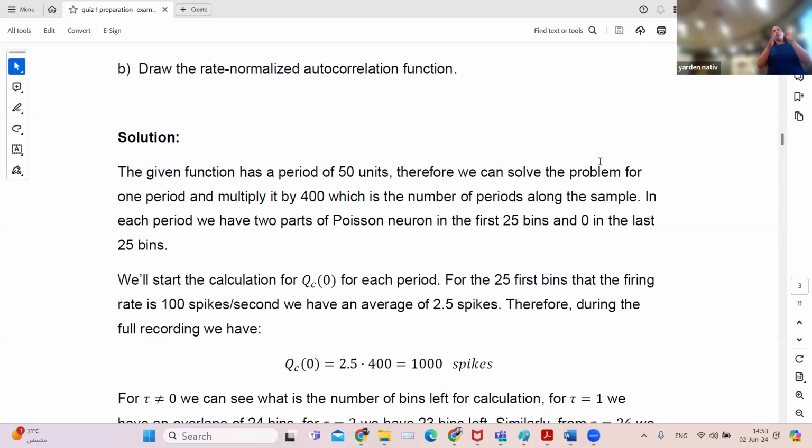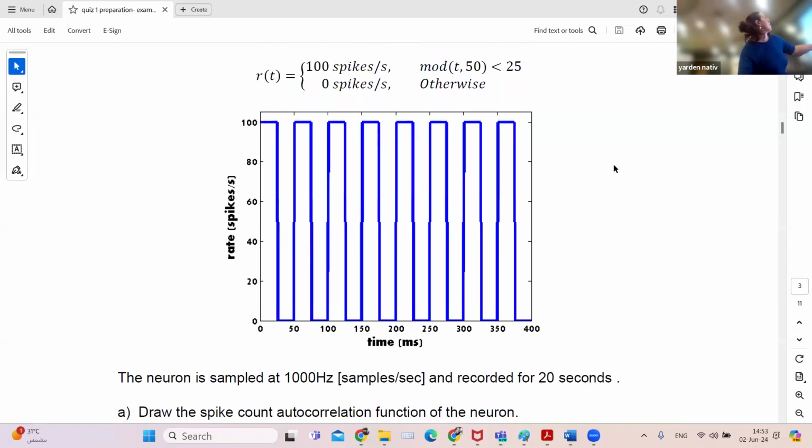400 is the number of periods that I have. So I go back here, I have this again and again, 400 times. So I can do all my calculation only for this part, and then multiply it every time by 400.